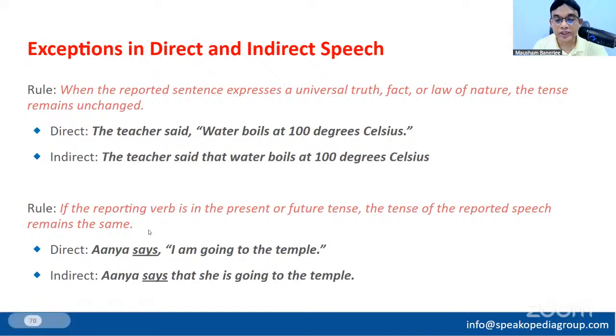Ananya says, I am going to the temple. Now, look at the word says. This is present or future tense. So, in that case, you will not make any changes in indirect. It remains as it is. Ananya says that she is going to the temple. That's it. So, whenever the reporting verb is in present or future tense, we don't make major changes. It remains as it is. So, this is the second exception.